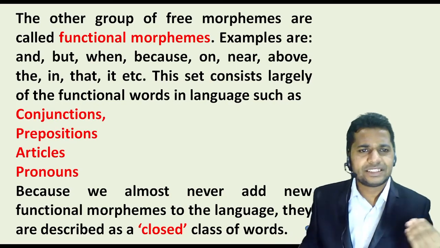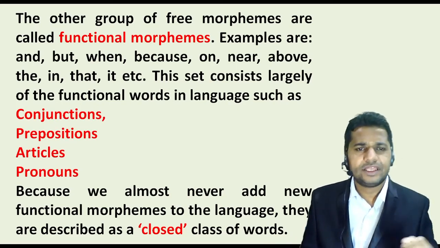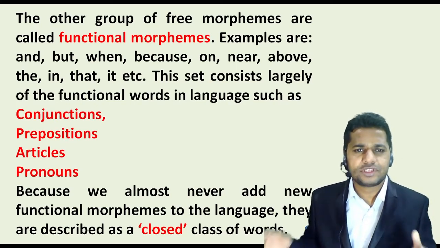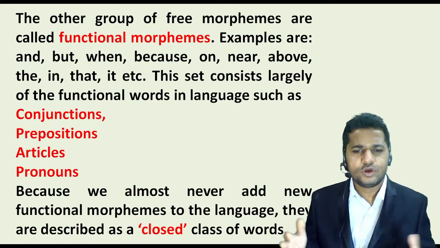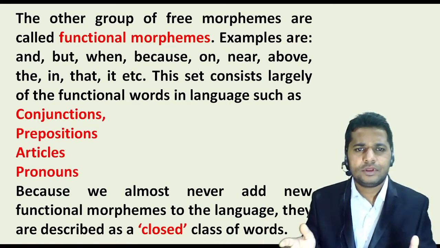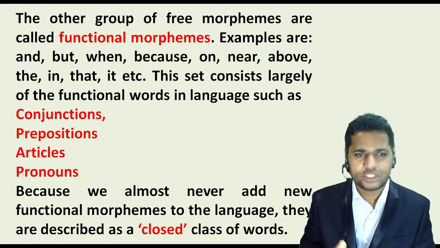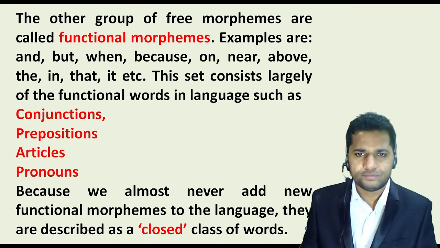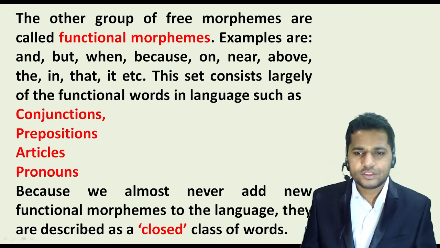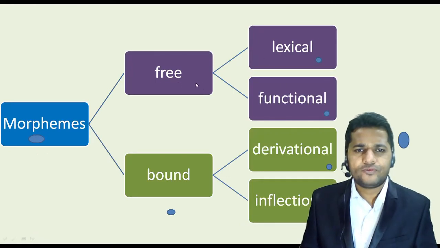Earlier we had seen lexical morphemes. They were open class of words because nouns, adjectives, adverbs, and verbs, they are many. So you could add many words in those categories, but here you cannot do that. You have a limit. So they are called functional morphemes. So these two were types of free morphemes.